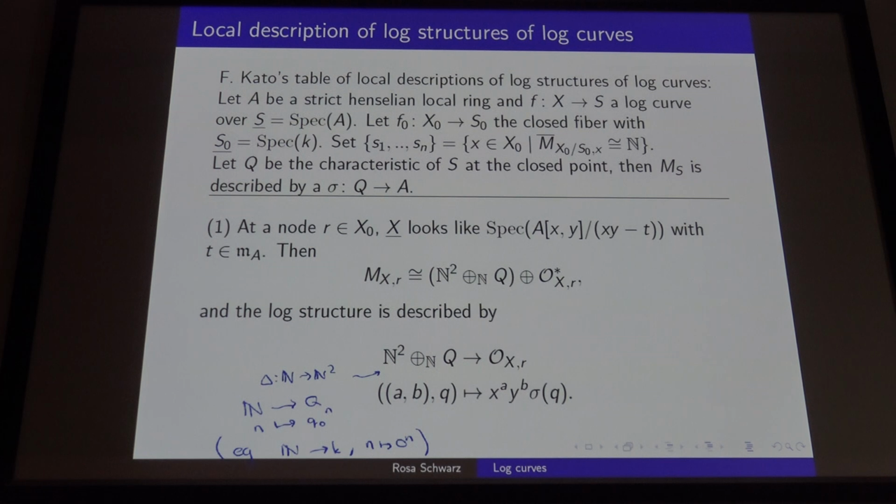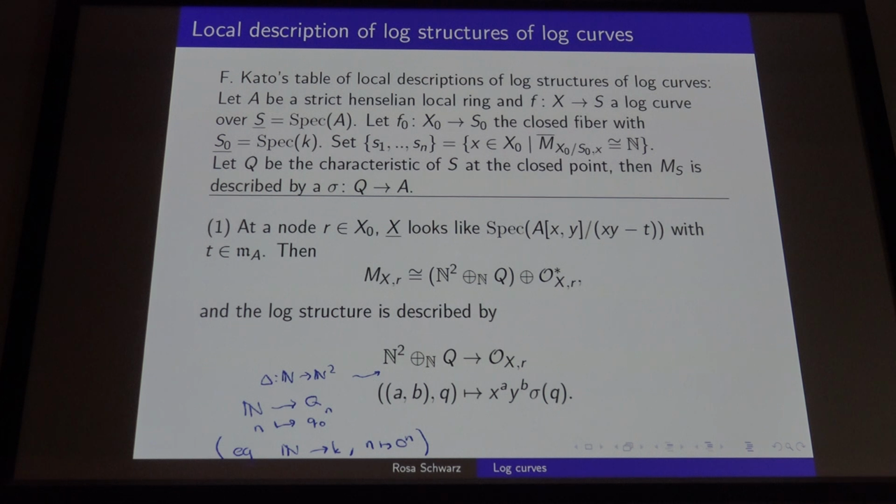We have seen such an example where we had the map N to k, where we said n would go to 1 if n is 0, and to 0 else, which you could also write as 0 to the power n. And that's what this enumerated sum then means, and then the log structure is described by something which we could expect.